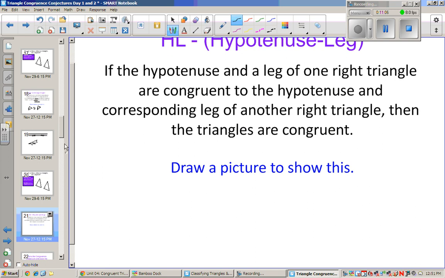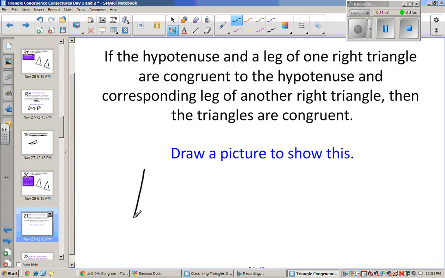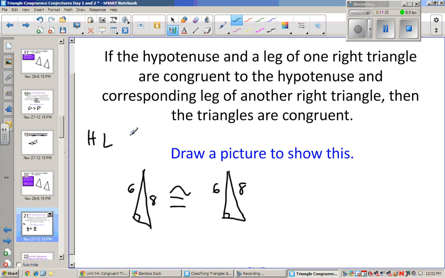If the hypotenuse and leg of one right triangle are equal to the hypotenuse and leg in the other, so let's say this is 8 and 6, this is 8 and 6. If we know that, these two triangles have to be congruent by HL, hypotenuse leg. And remember, the hypotenuse is always the longest side in a right triangle. It's across from the 90 degrees. The leg is one of the other two sides.